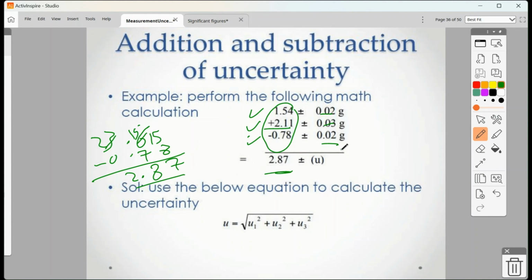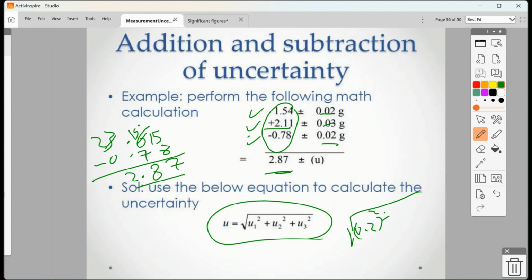Now what about the uncertainties? I will add them, but I will not add them directly. I will use this formula to add them. U is equal to the first uncertainty square plus the second uncertainty square plus the third uncertainty square, all under root. So I'm gonna put my answer: 0.2 all square plus 0.03 all square plus 0.02 all square.